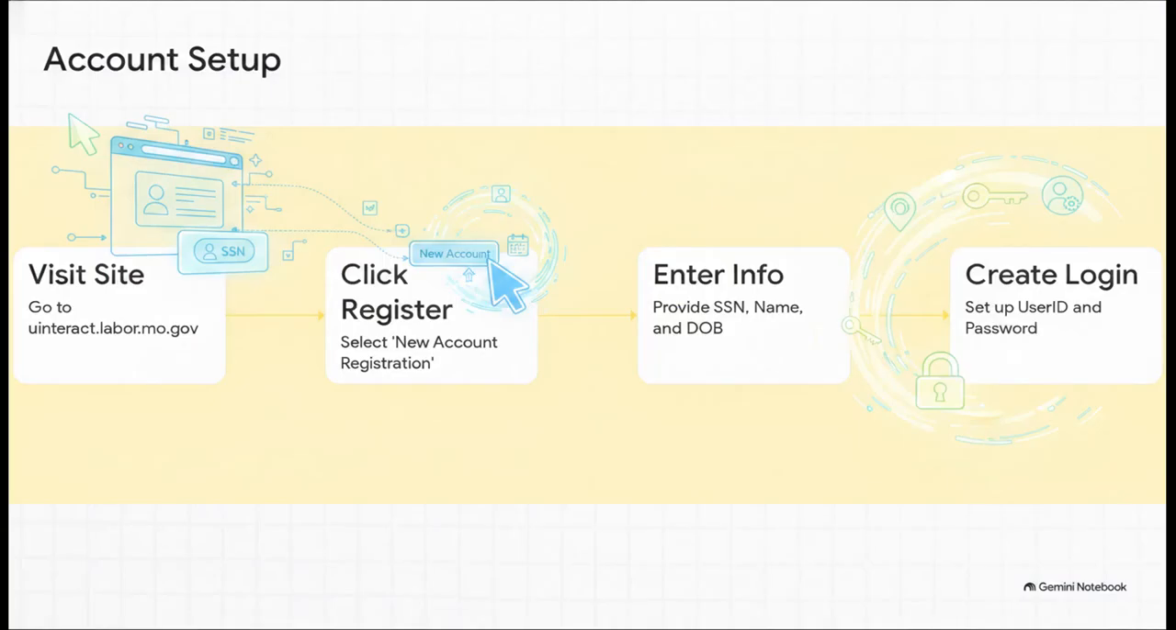Let's walk through setting up your account for the very first time. Step 1, go to uinteract.labor.mo.gov. Step 2, right there on the login screen, click New Account Registration and select that you want to file an unemployment claim or view your information. Step 3, you're going to enter your social security number, your legal name, and your date of birth. And a quick heads up, this must perfectly match the state's division records. Step 4, you'll create your user ID, your password, and pick out your security questions.